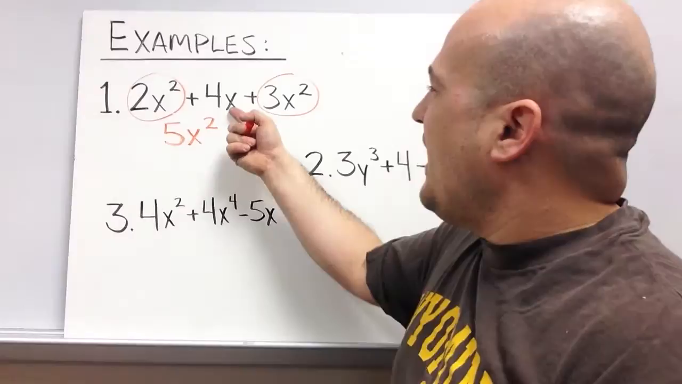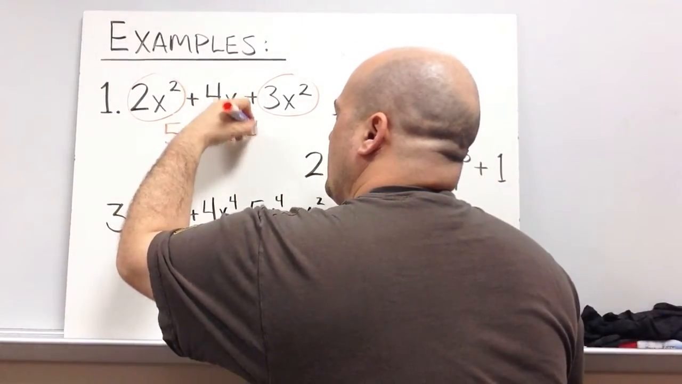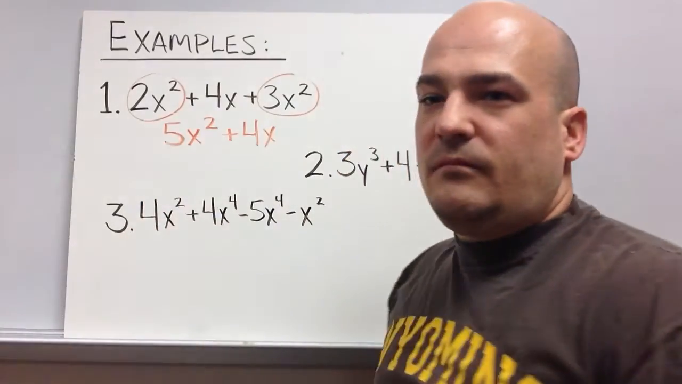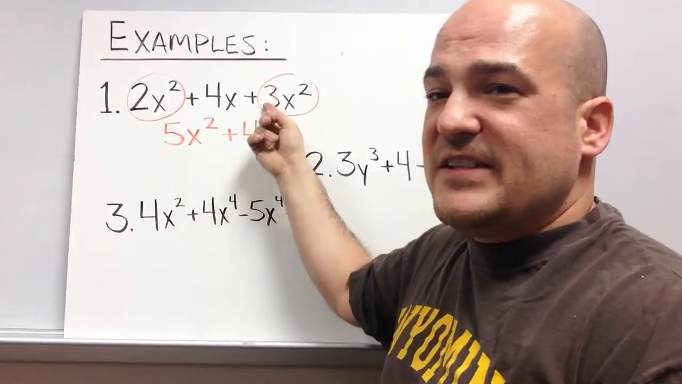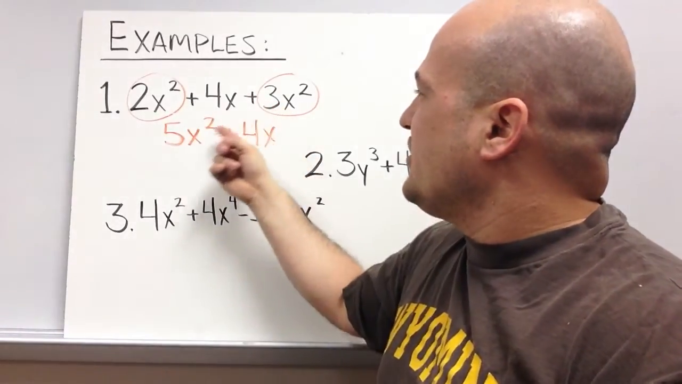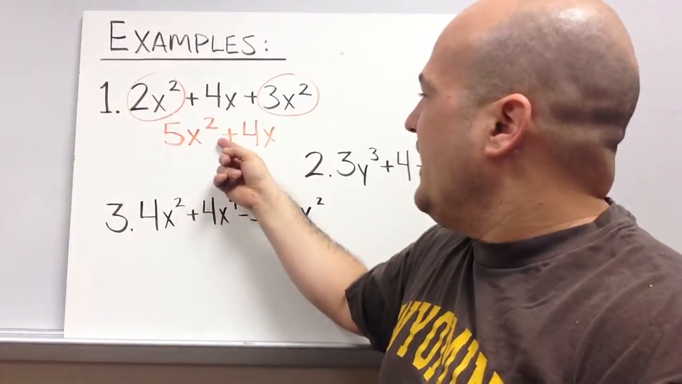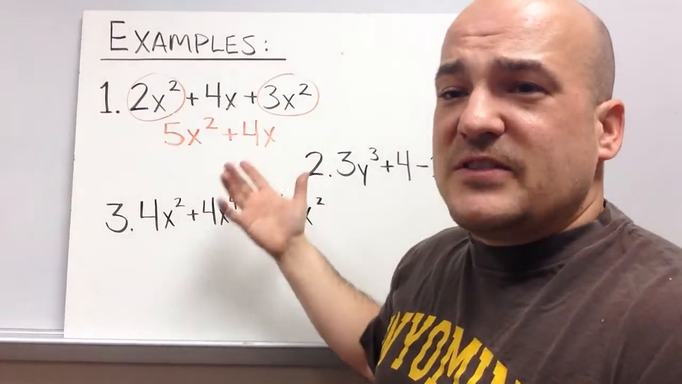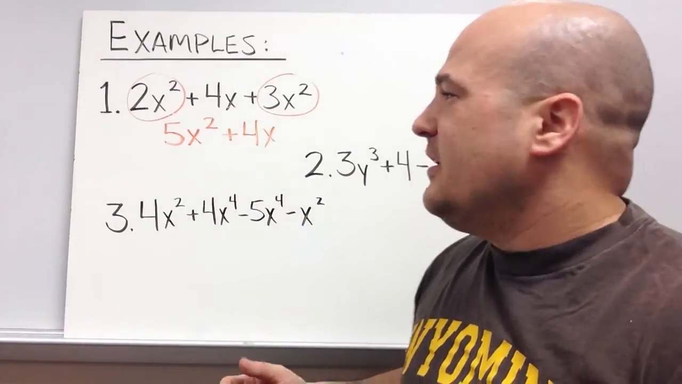Okay? And then I can't forget about this 4x, so I just need to add that 4x. So the way that you simplify this expression is you combine the like terms. 2x squared plus 3x squared is 5x squared. And then you still have that 4x, so plus 4x. Okay? Just combining like terms.